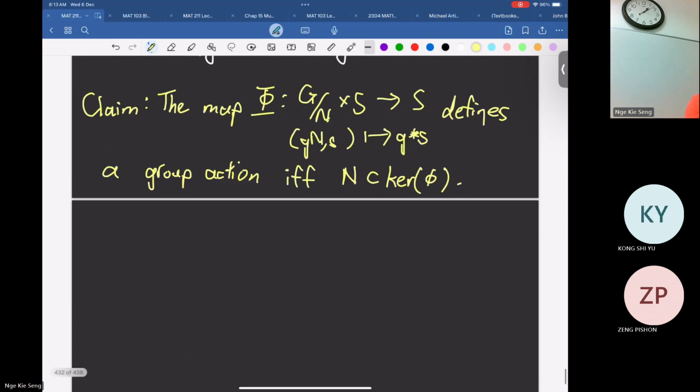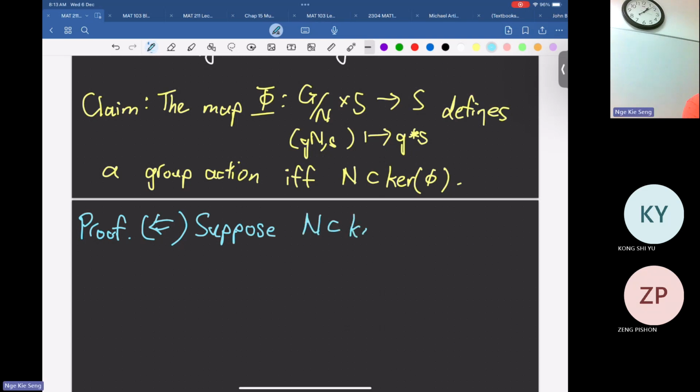Okay, so let's prove this. We do the backward direction first. Okay, so meaning we suppose N is in the kernel of V. Okay, sorry. So this N is equal, or not equal, to the kernel? Subset. Yeah.